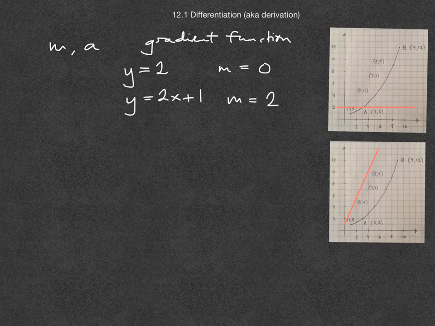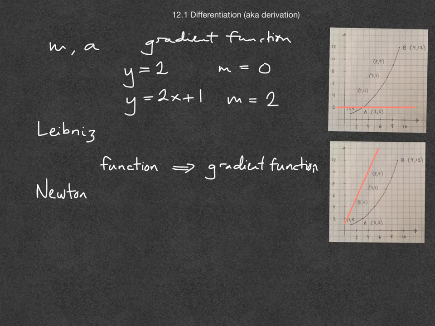Now we can arrive at a formula for transforming a function into its gradient function. So one of these systems, or the way to write it, they were both invented independently by Leibniz in Germany and Isaac Newton in England. And I think it's fascinating that they actually discovered this more or less at the same time, independently of each other. So it's a very powerful result.